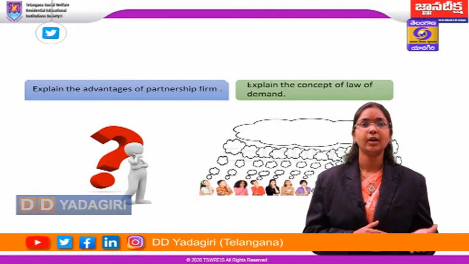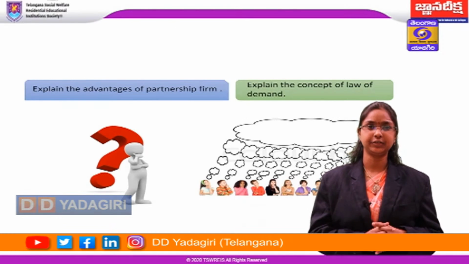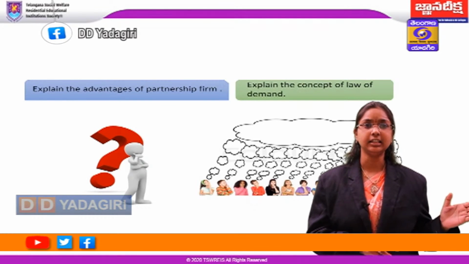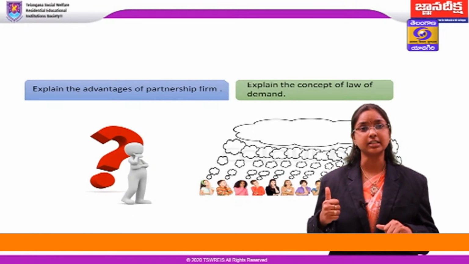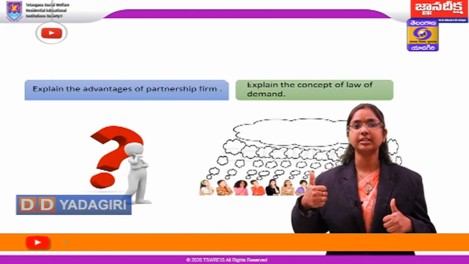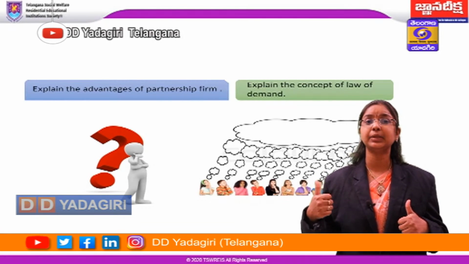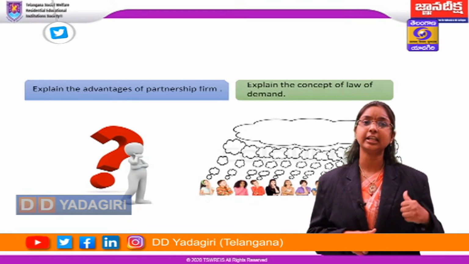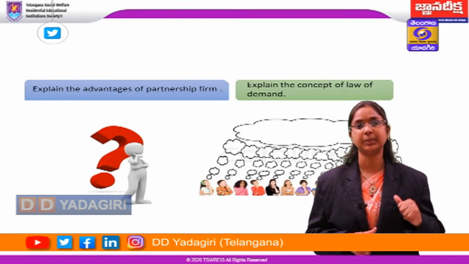X student will say, when price increases, demand decreases, and when price decreases, demand increases. If I ask Y, he will say the same. And if I ask Z, the answer would be the same. So, are you finding any difference between the first question and the second question? The first question was about the advantages of a partnership firm, where answers vary from student to student. Whereas in the case of law of demand, the answer is the same whatever the number of students.